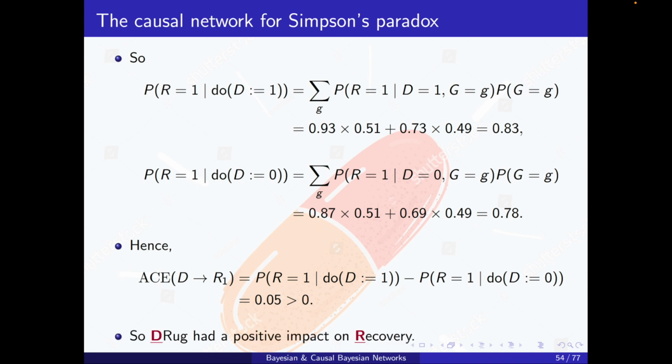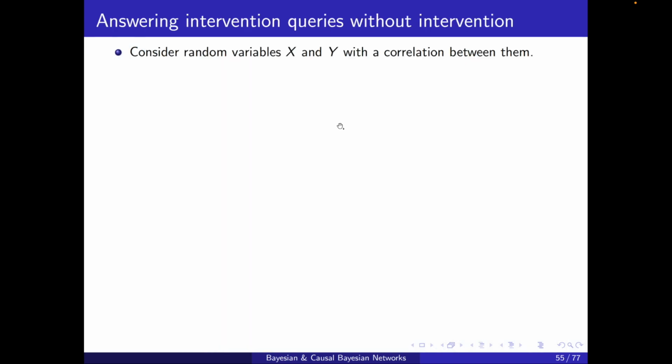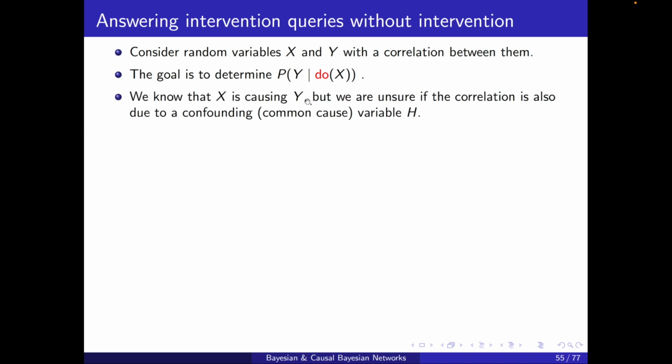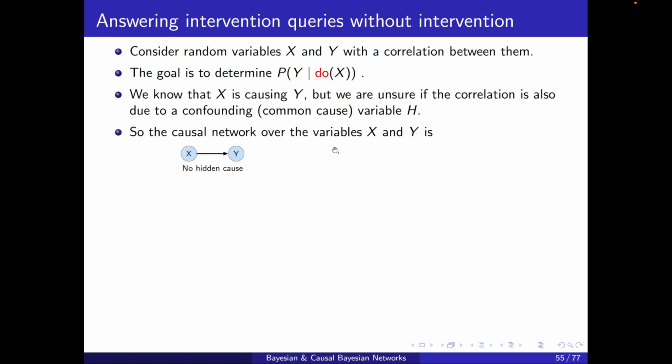I want to elaborate further on this via an example. Consider random variables x and y with a correlation between them. The goal is to determine p of y conditioned on do of x. We know that x is causing y. Imagine this is given, but we are unsure if the correlation is also due to a confounding variable h. So the causal network over the variables x and y is this, when we assume that there is no hidden cause. Now, if x is truly the only cause, p of y conditioned on do of x will be simply p of y conditioned on x. Okay? The mutilated network will be this.